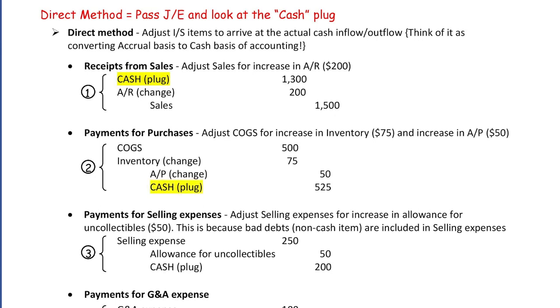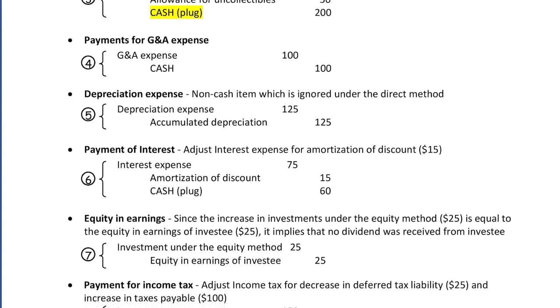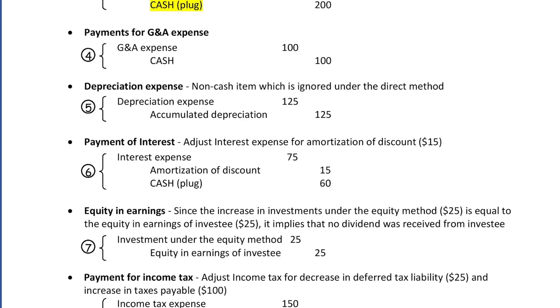Third journal entry, you've got payments for selling expenses. Selling expense on the income statement, that was $250. But allowance for uncollectible on the balance sheet, even that increased by $50. So the cash outflow from selling expense, that was $200. So highlight cash, and that's your plug here. The fourth journal entry, G&A expense, we could not find any balance sheet related account here. So G&A expense debit 100 and credit, highlight cash. So all the cash that went out was 100.